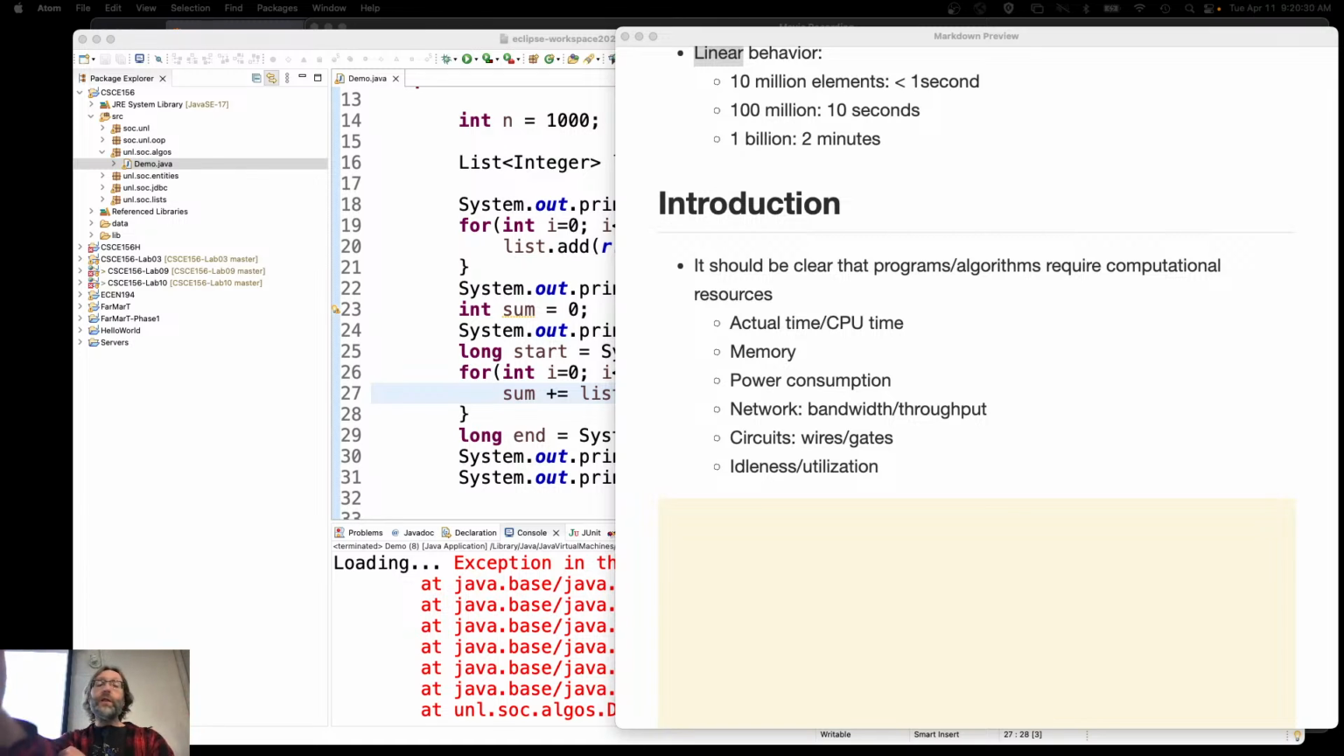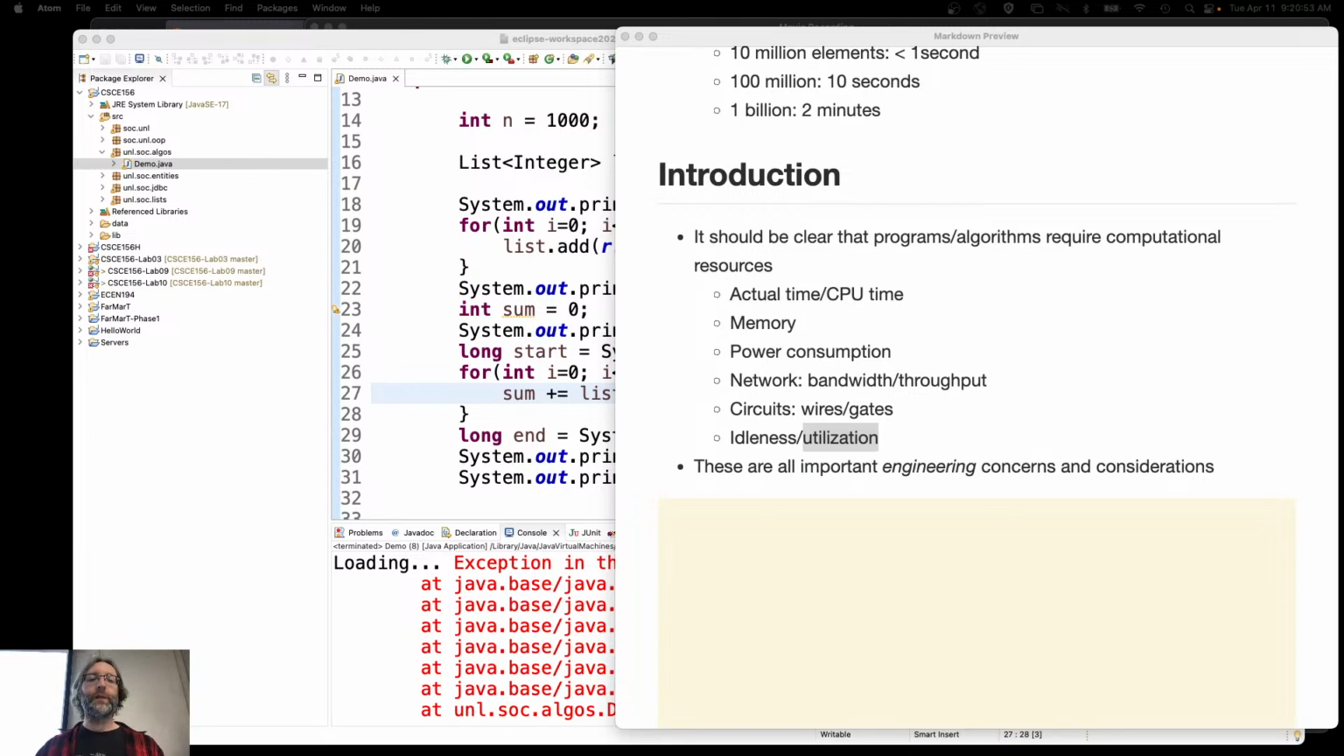But each one of them is low utilization, therefore the machine itself has high utilization. Yes, there's more power consumption. Yes, it's using it, but you're not wasting money, essentially. It's another way of thinking about how to do these things. These are all super important engineering concerns and considerations, right? But it's not something that we want to think about in terms of abstract algorithms.